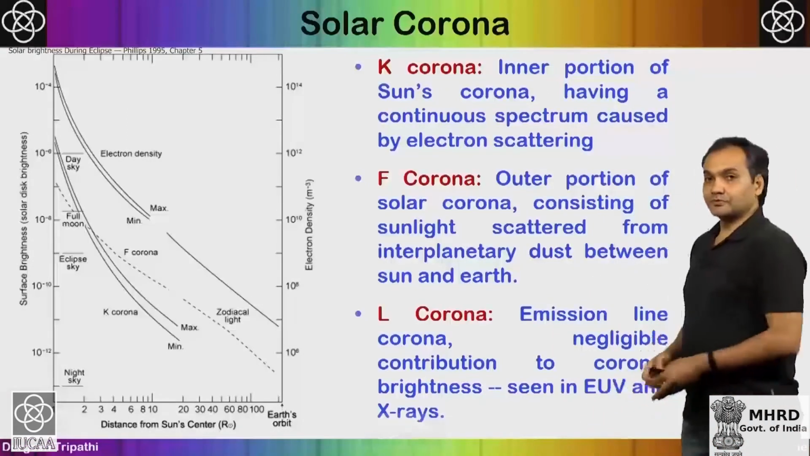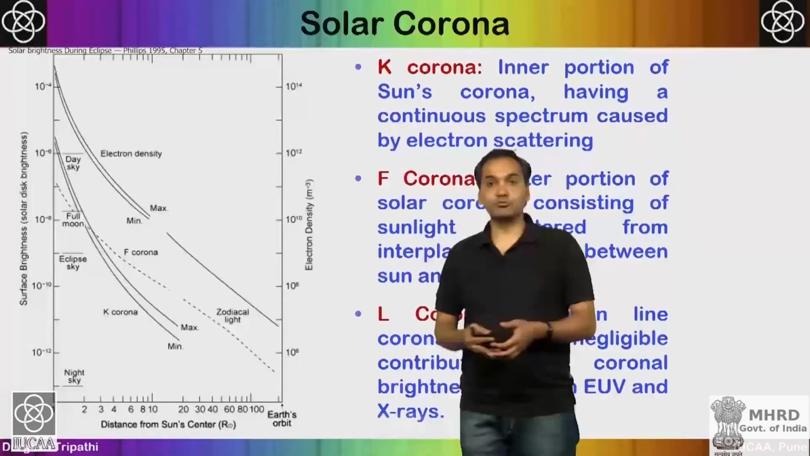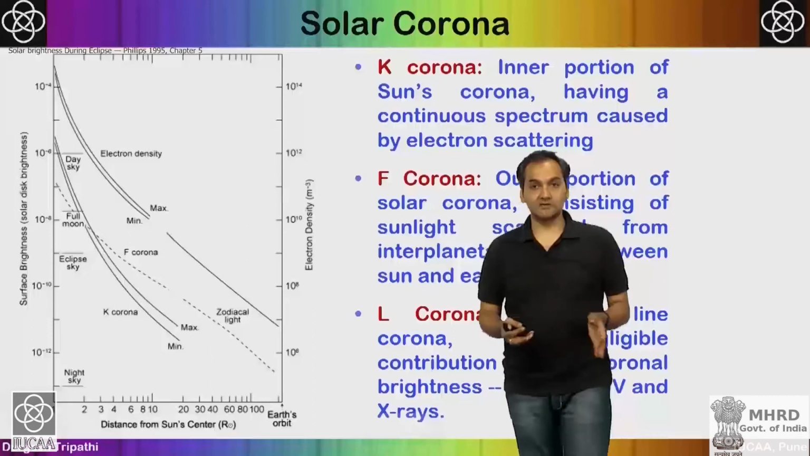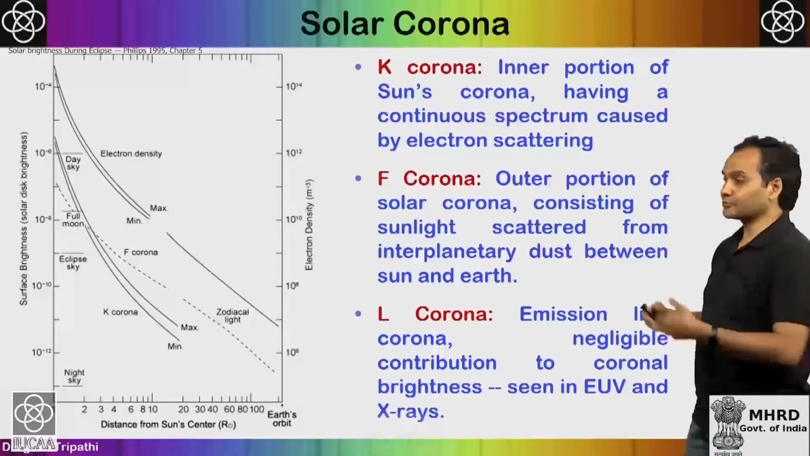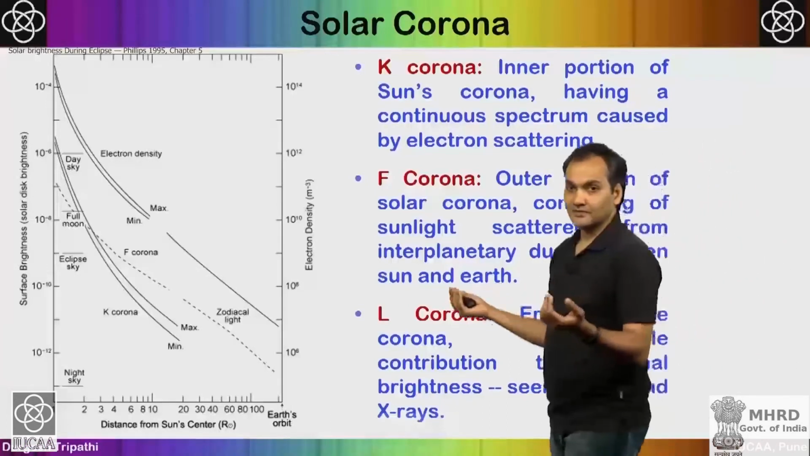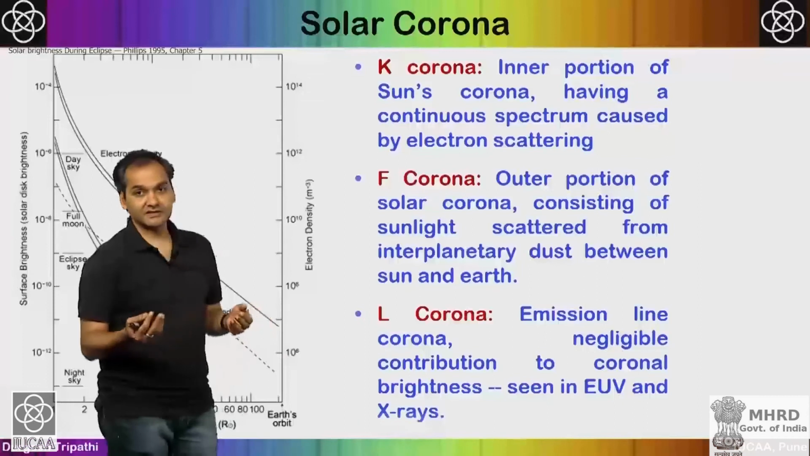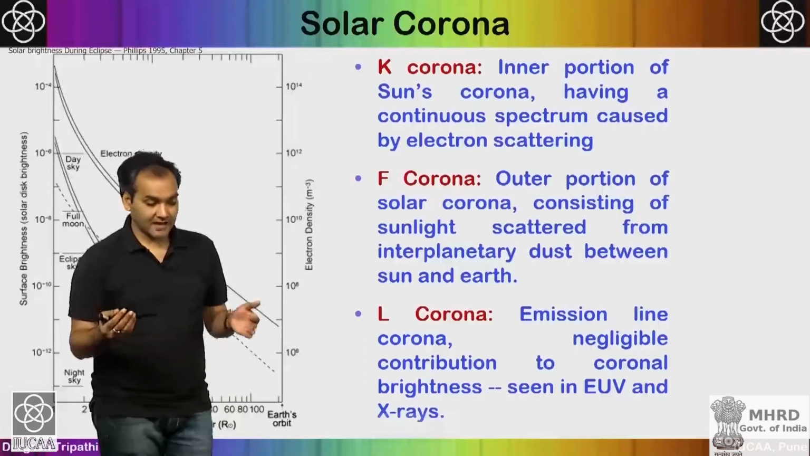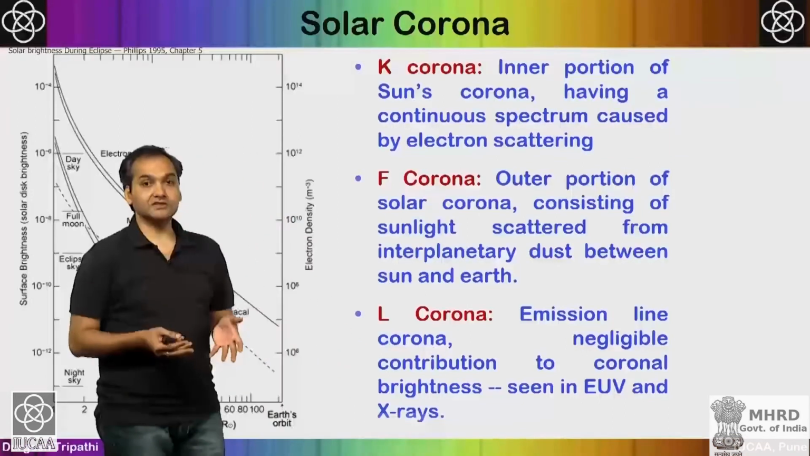Now, the corona can be divided into three parts. The K corona is essentially the inner portion of the sun's corona, having a continuum spectrum caused by electron scattering. The F corona is the outer portion of the solar corona that consists of sunlight scattered from the interplanetary dust between the sun and the earth, and the L corona is the emission line corona, which can be observed in UV and X-rays.